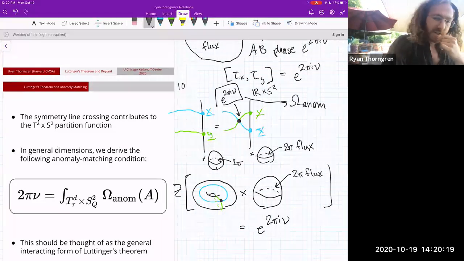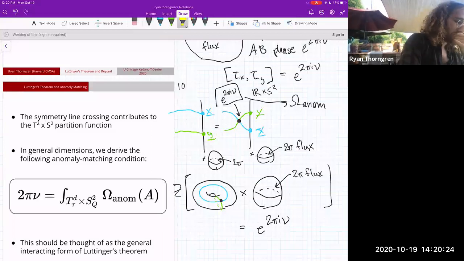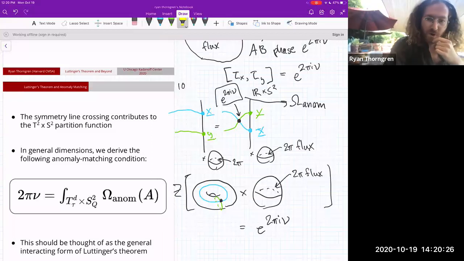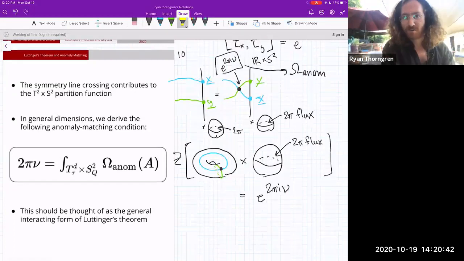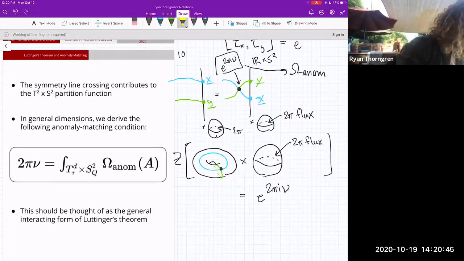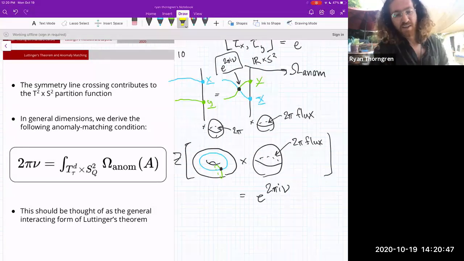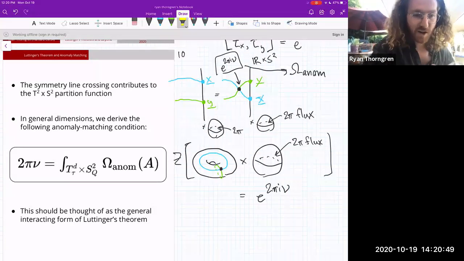And our anomaly matching condition is that if we compute the emergent anomaly of the long range continuum limit on that background, we get 2 pi times the filling fraction. So this is our main result, I'd say, and this is what should be thought of as the interacting version of Luttinger's theorem.